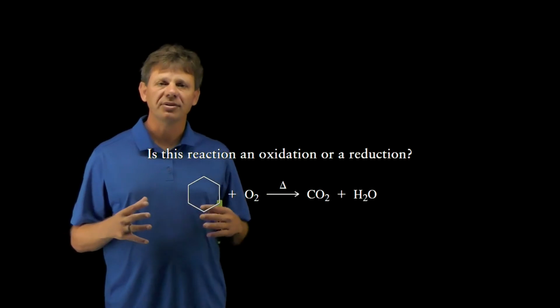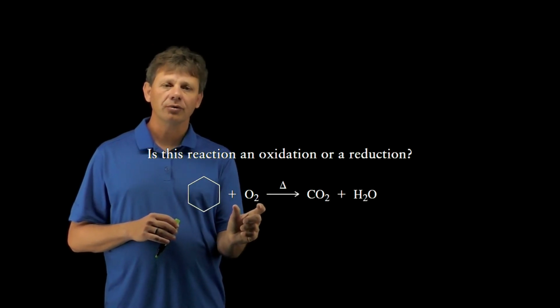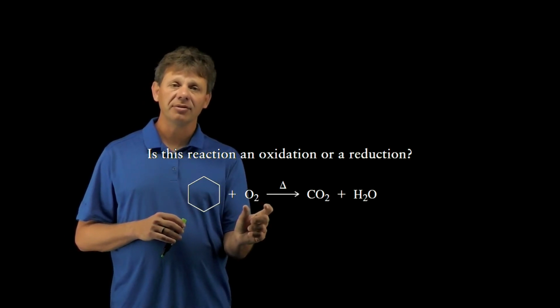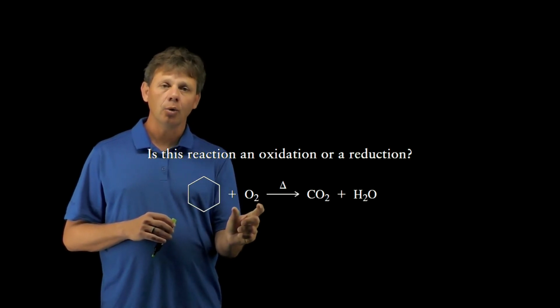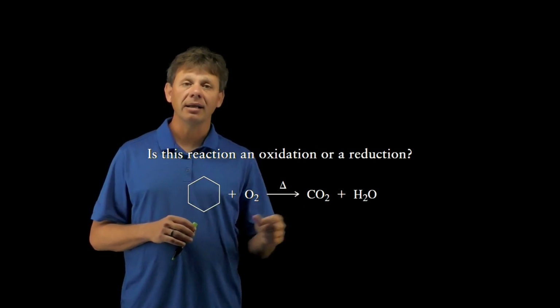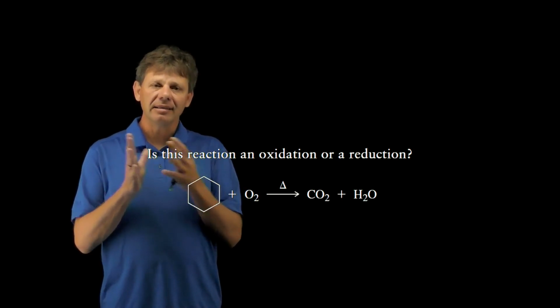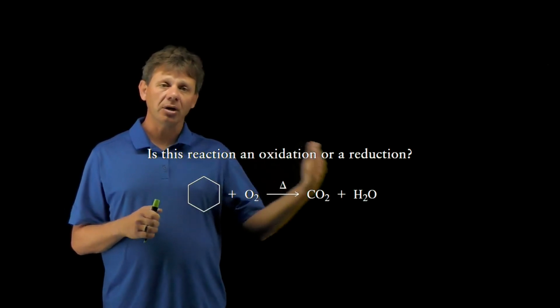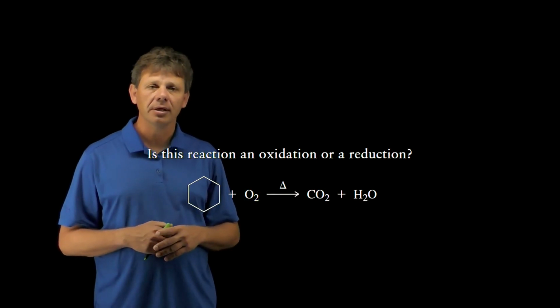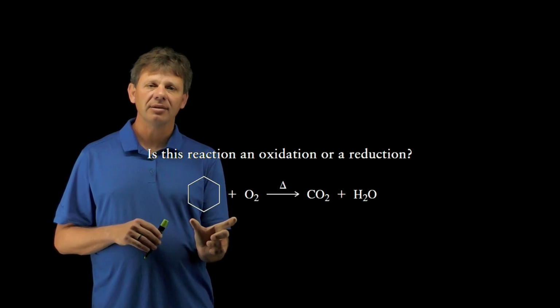By the way, what's getting reduced in this reaction? The oxygen. The oxygen goes from having an oxidation state of 0 in O2 to now it has an oxidation state of -2. It's being reduced in the reaction. So that idea that anytime an oxidation occurs, a reduction also occurs is still true here. But the answer to this question, once again, is that cyclohexane is oxidized.